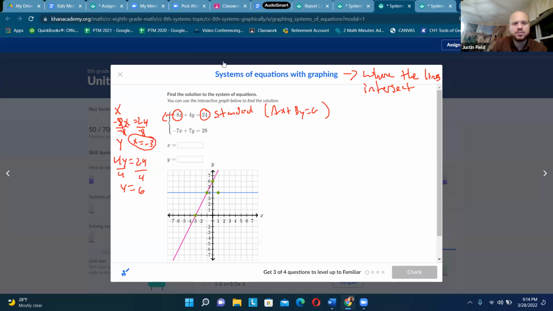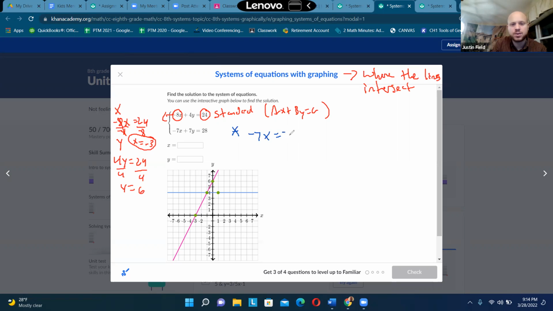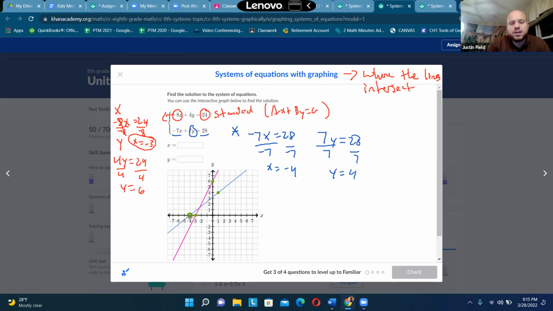Now, the blue line. So this blue line here, to get the x, we're going to do the negative 7x equals 28. I'm taking the shortcut. All right, so then divide both sides by negative 7 and you get negative 4. Now I'm going to substitute: 7y equals 28. And divide both sides by 7 and you get y equals positive 4. So now I'm going to take that blue line and I'm going to drag to negative 4 on the x, positive 4 on the y.